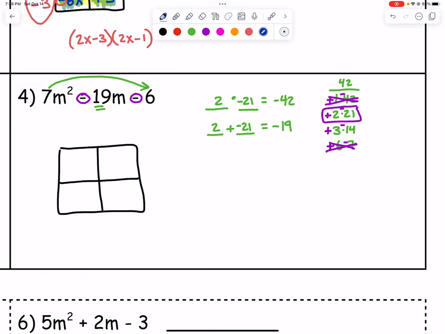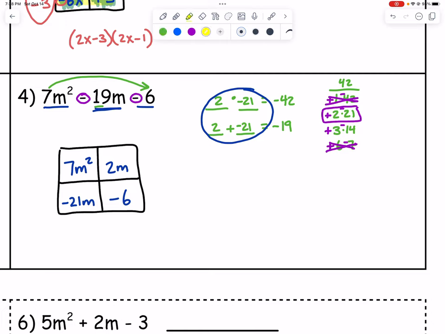So put your first term in the top left corner and the last term in the bottom right corner. And then take these numbers that we figured out and add a variable to them. So we have 2m and negative 21m in place of 19m. And then we work to pick out our greatest common factor from each row and each column. And it really doesn't matter which row or column you start with, as long as you do all 4 eventually. I'm just going to keep starting with the same one to keep things consistent. So 7m squared and 2m, I can just take out an m. Let's look at the second row. We have negative 21m minus 6. So we definitely want to take out the negative. And then the largest number that divides evenly of those two is a 3.